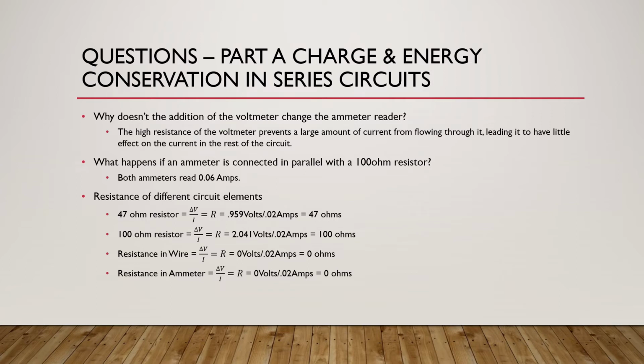And then some resistance in different elements of it. For the 47 ohm resistor, if we take the voltage running through it, the 0.959 divided by the amps, we get 47 as expected. For the 100 ohm resistor, we take the 2.041 volts and divide that by the 0.02 amps running through it, and that gives us 100 ohms as expected. The resistance of the wire is zero because we're treating it as such, and that will show us that there's 0 volts running through it with 0.02 amps, and same thing with the ammeter.